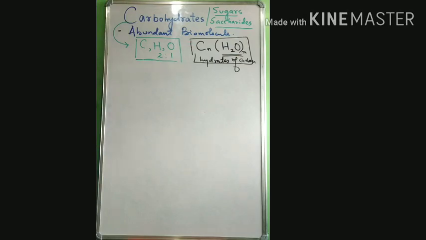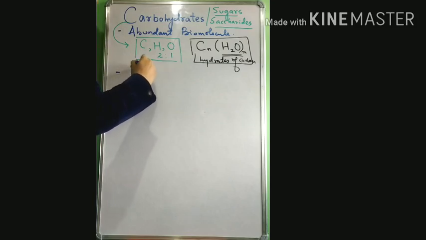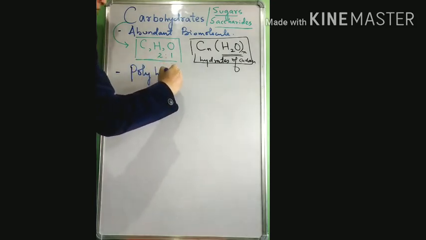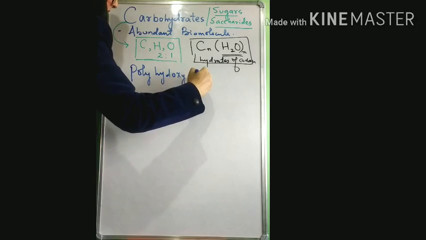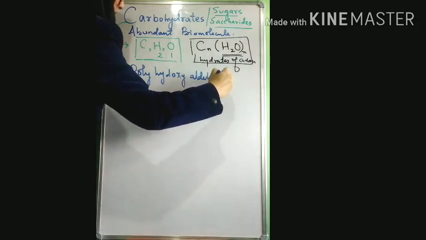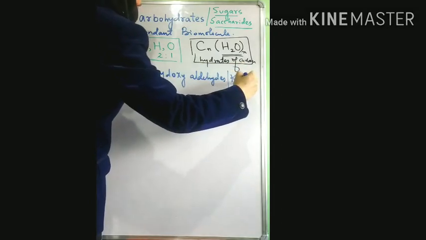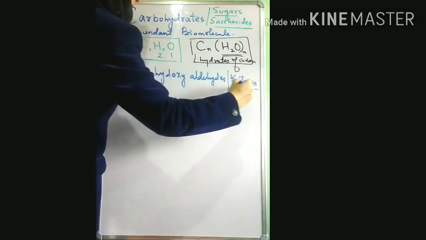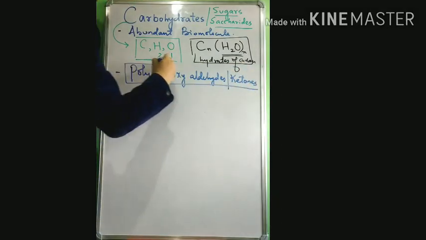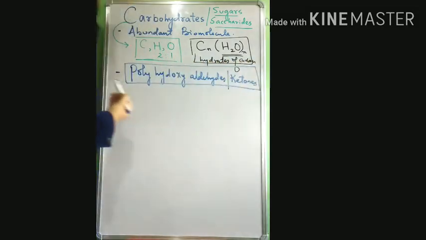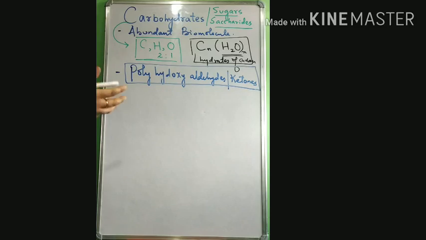But the most appropriate way of defining carbohydrates is calling them, chemically, polyhydroxyaldehydes or polyhydroxyketones. This is the best way of defining a carbohydrate. Now, what does it mean? Polyhydroxyaldehyde or polyhydroxyketone. What does it mean?